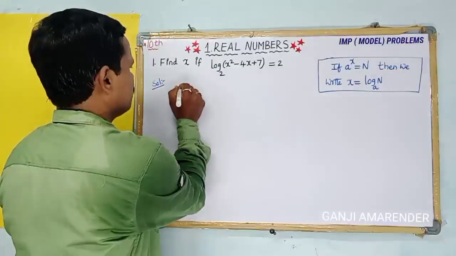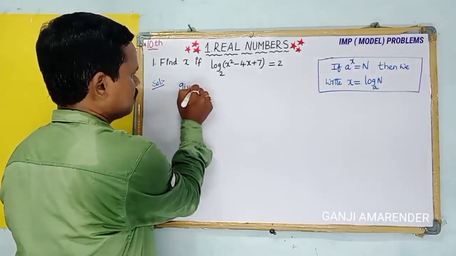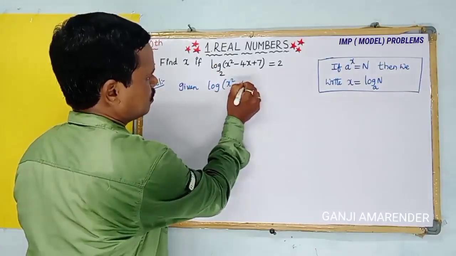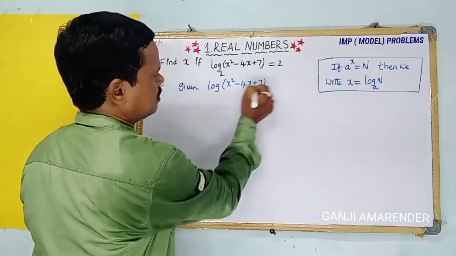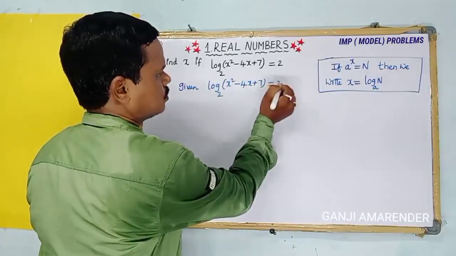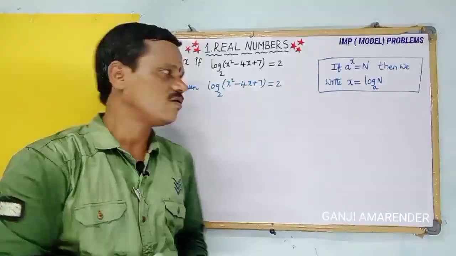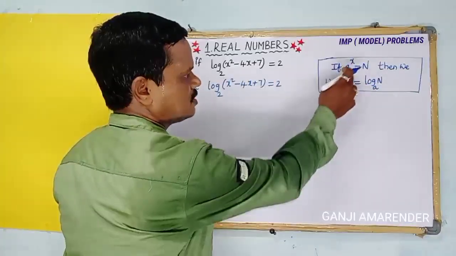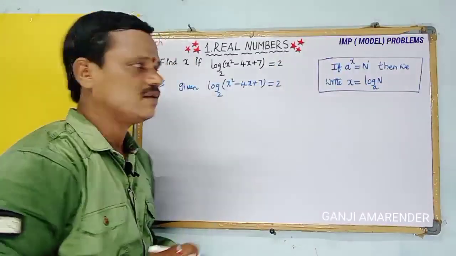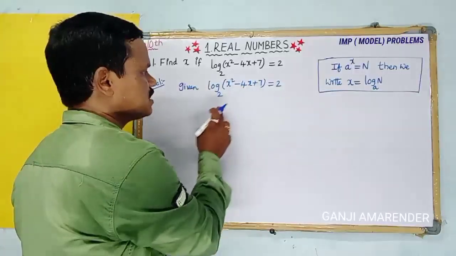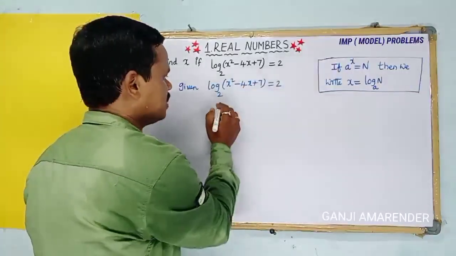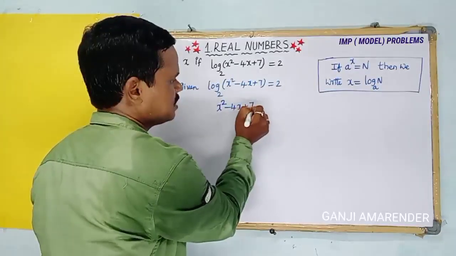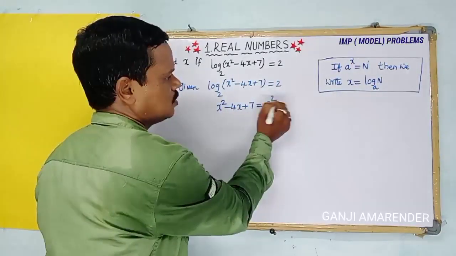Okay, first write the given: log of x square minus 4x plus 7 base 2 is equal to 2. This is given. Now simplify this. Using that, x is equal to log n base a means a power x is equal to n. Here log of x square minus 4x plus 7 base 2 is equal to 2, from that this can be written as x square minus 4x plus 7 is equal to 2 power 2.